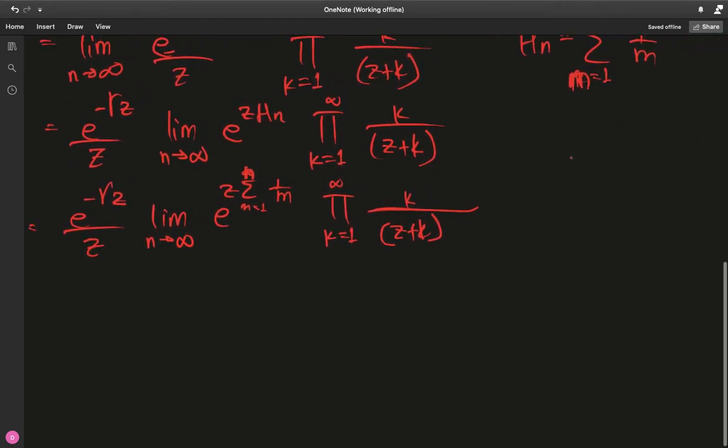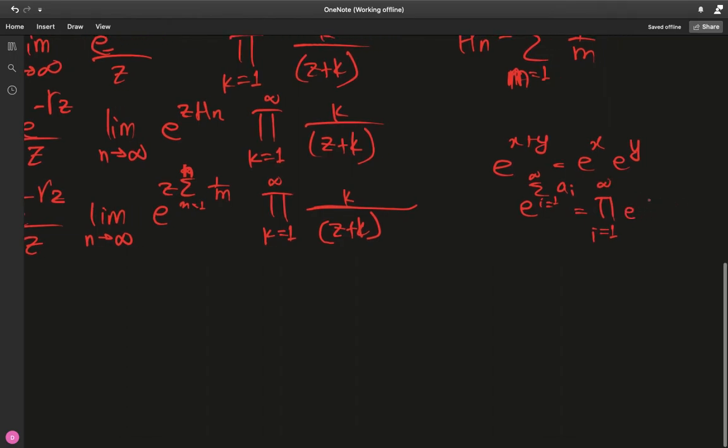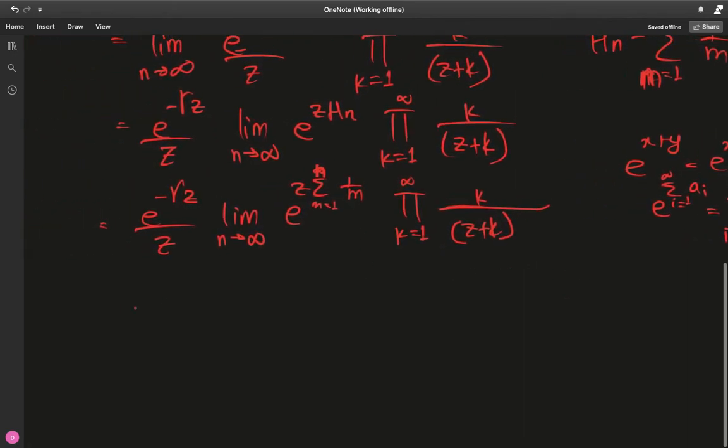But if you have a sum in an exponential argument, say e to the x plus y, this can be written as e to the x times e to the y. So similarly, if you want to generalize, if you have e to the sum from i equals 1 to infinity of a sub i, that can be expressed as the product from i equals 1 to infinity of e to the a sub i. So I'm going to use just this property now.